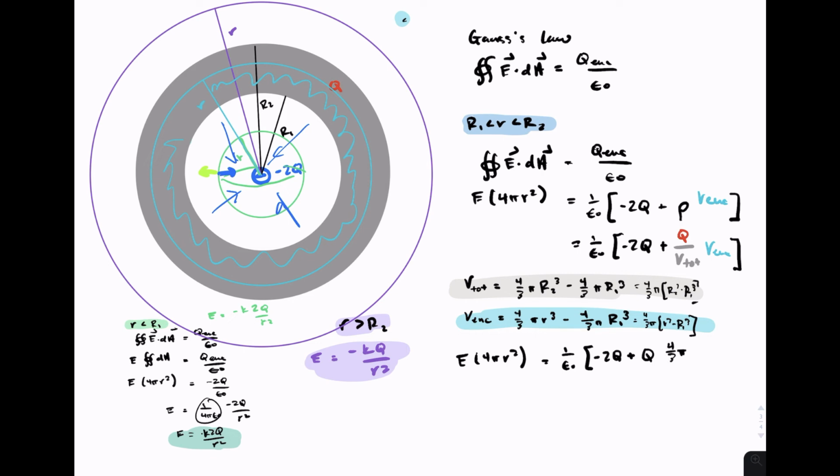So 4/3 pi, r cubed minus R1 cubed, divided by 4/3 pi, R2 cubed minus R1 cubed. Oh, this should be little r, sorry. Let's cancel some stuff, because that's fun. That's all we can cancel. So then we get E equals 1 over 4 pi epsilon naught, which is K, and then all of this: negative 2q over R squared, plus q times r cubed minus R1 cubed over R2 cubed minus R1 cubed.